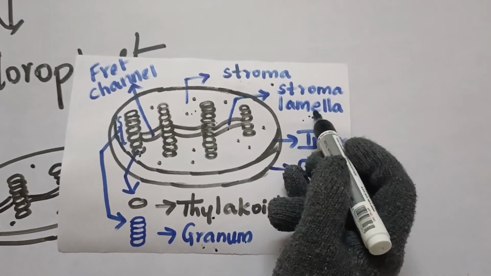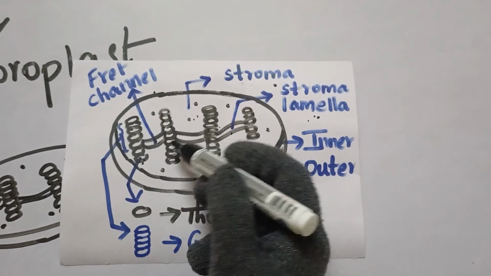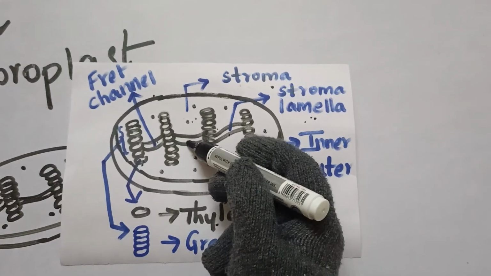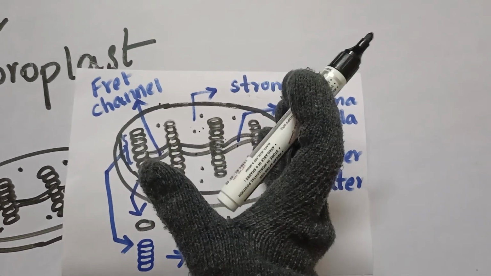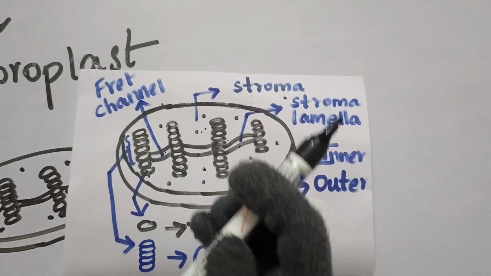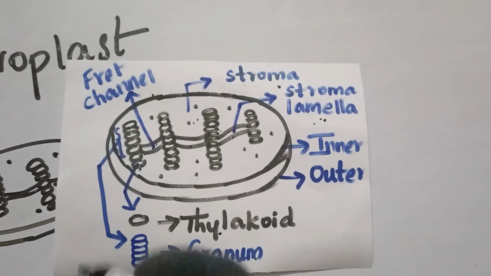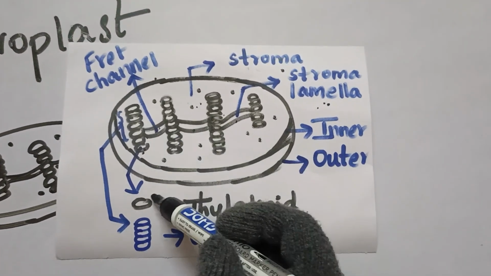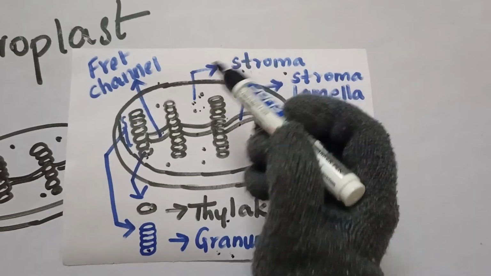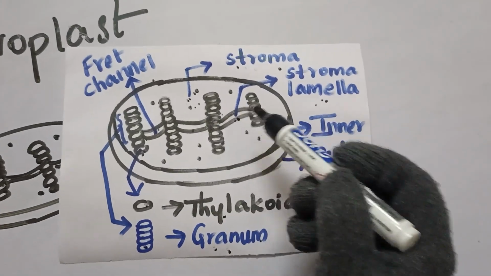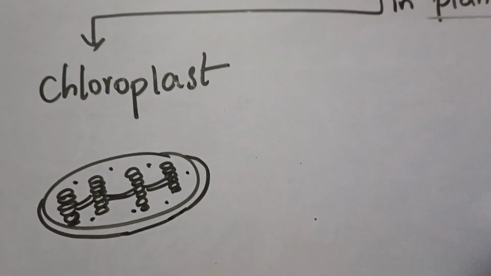One more name for stroma lamellae is fret channels. Okay, so why do we need these fret channels? Actually, these channels, these tubes, are going to keep each grana separate so that they don't club or collide with each other. To keep them separate and freely spaced, we have fret channels. Clear? So this is thylakoid, it is granum, and in here the matrix is called stroma, and this is stroma lamellae, and inner and outer membrane. Clear?